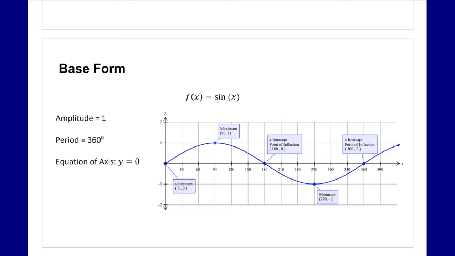The amplitude in our base form is 1, or you could say the A value equals 1. The period is always going to be 360. We didn't really talk about any transformations in that sense, so we don't have to worry too much about that. The equation of the axis is going to be 0. This is also the same thing as saying our D value equals 0. And then in our general form as well, because there is no shift left or right, our C value will be 0 as well. So in our general form, our A is 1, our D is 0, and our C is 0. Again, identical to the quadratics.